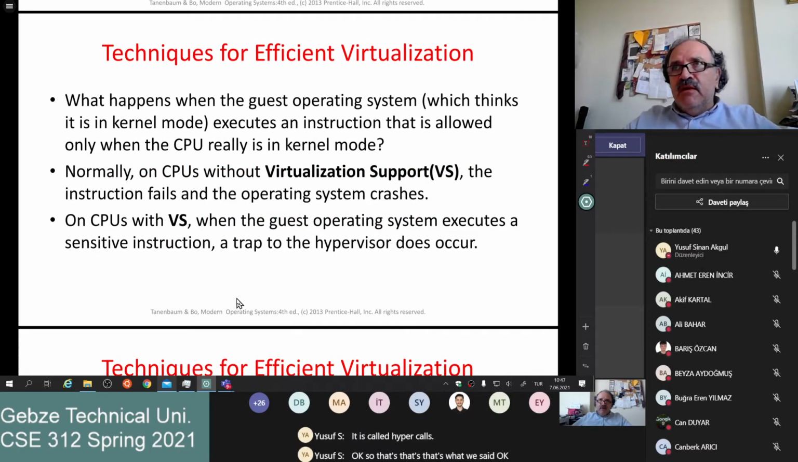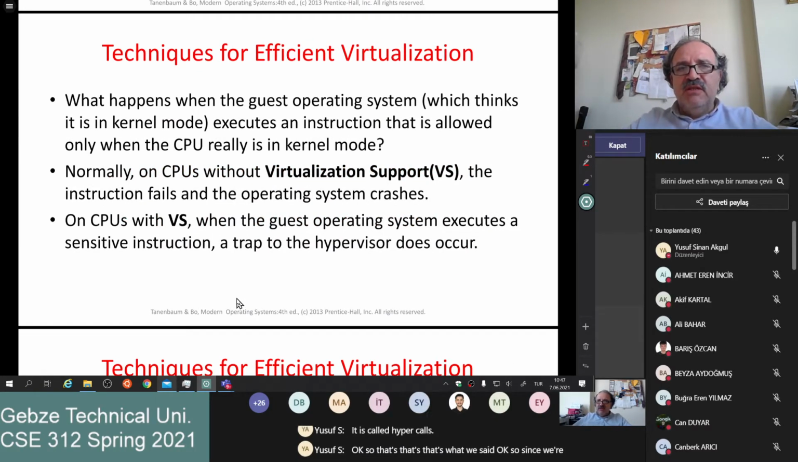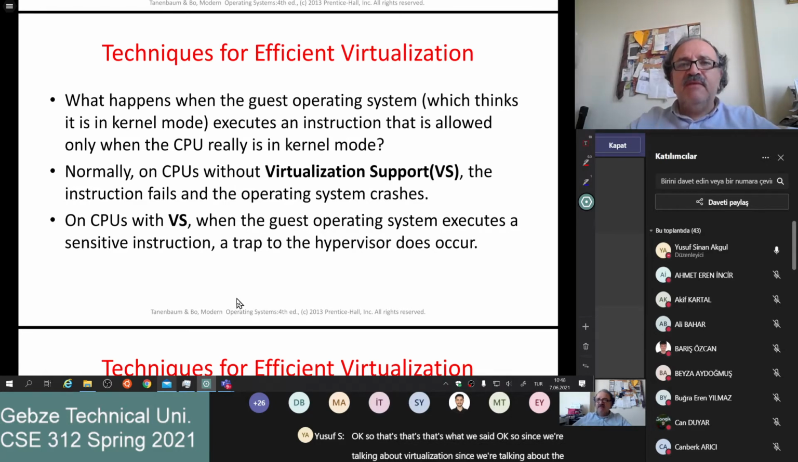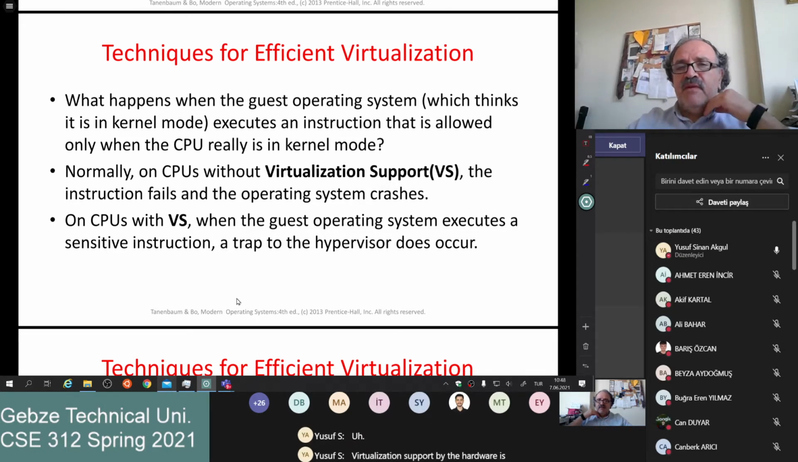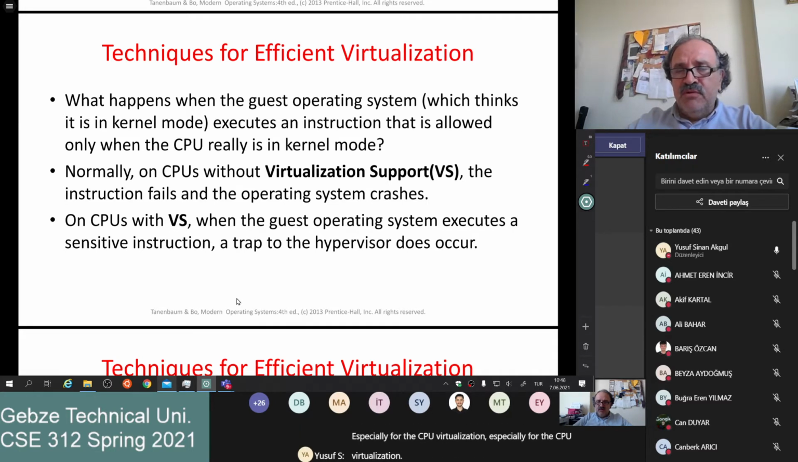Since we are talking about virtualization, and virtualization has to be efficient, let's talk a little bit more about the efficiency. Last time we talked about this a little bit. Virtualization support by the hardware is important, especially for CPU virtualization. Without the virtualization support, the hypervisor has to do a lot of things. One of them, of course, is emulation of the privileged instructions.